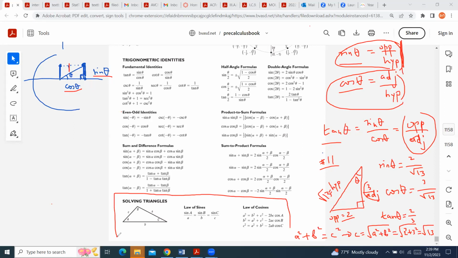Because every once in a while in future math classes, whenever you deal with a right triangle, you can always find sine and cosine, and this is very helpful.